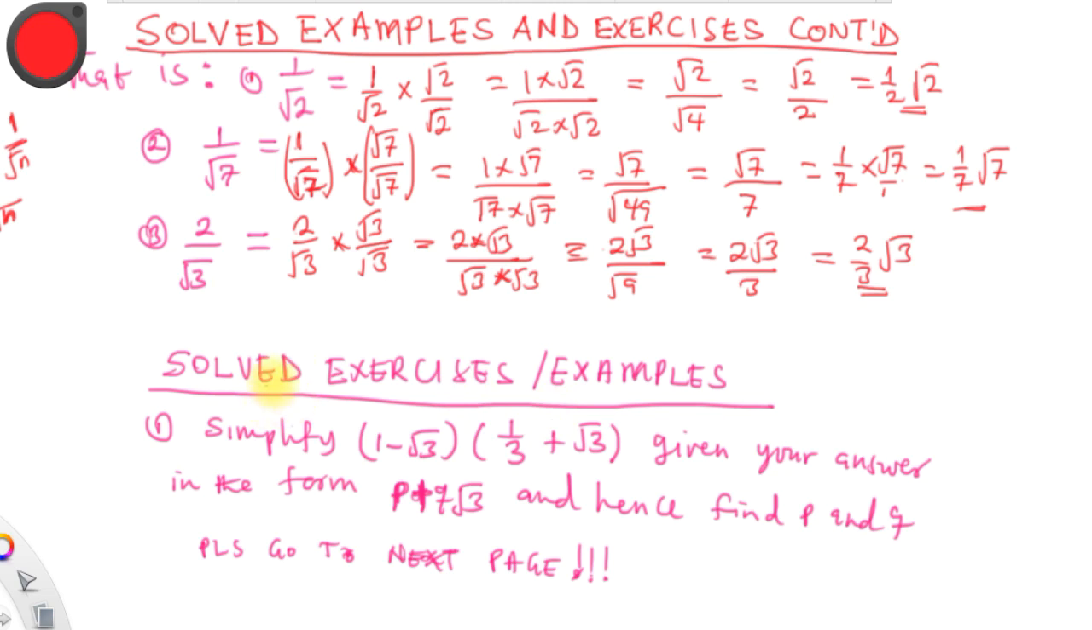This is not difficult. So let us consider this example. This is the same continuation, and I have solved examples on an exercise. We have to simplify this, giving your answer in the form p plus q with root 3, and hence find the values of p and q. Because there's no space, let us continue in the next video.